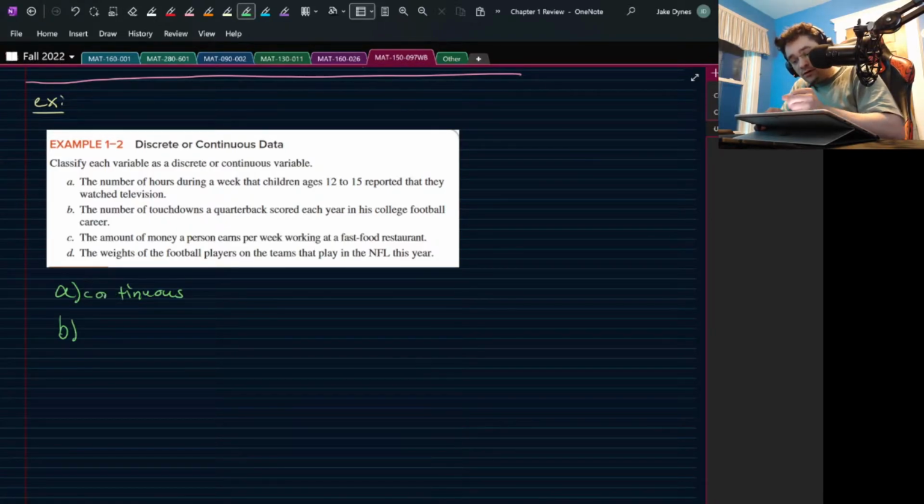So the number of touchdowns a quarterback scored each year in his college football career.